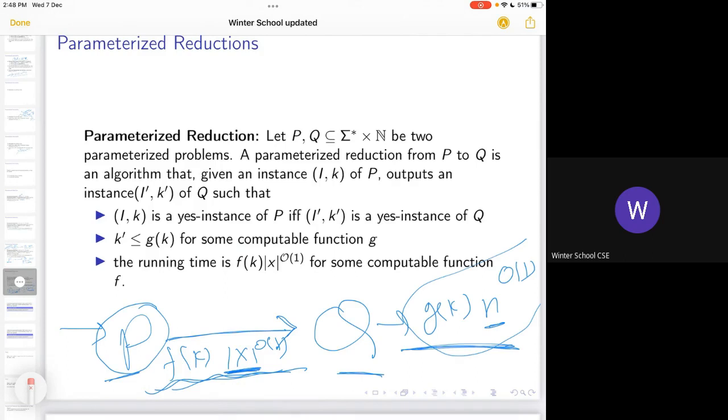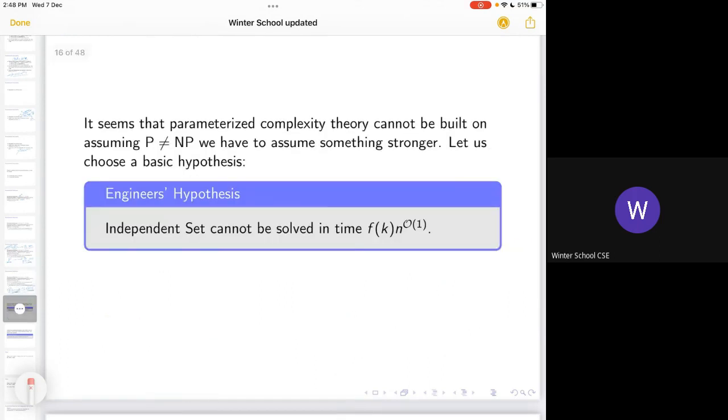And finally, the running time of the reduction should be FPT, some FPT running time for problem P. So let's just pause here. Any questions for this? Is the idea of reduction that we will be using clear? Yes? Okay.